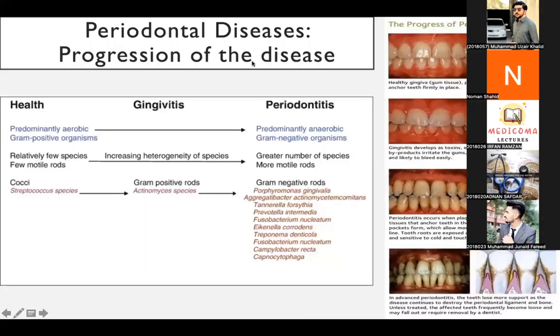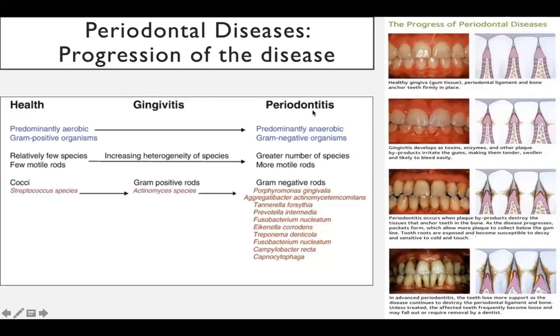And now, once the healthy tissue has changed into gingivitis and we have still not taken care of gingivitis, it can lead to periodontitis. So this is the progression of disease. We have healthy gingiva, then gingivitis can occur. If not taken care of, periodontitis can occur. And if not taken care of, advanced or severe periodontitis can occur, which can lead you to lose the teeth.